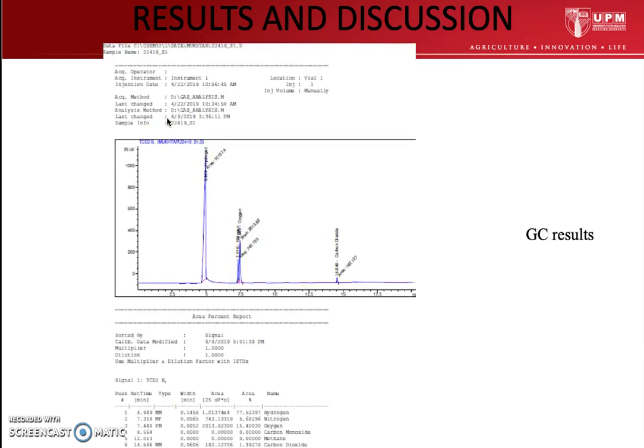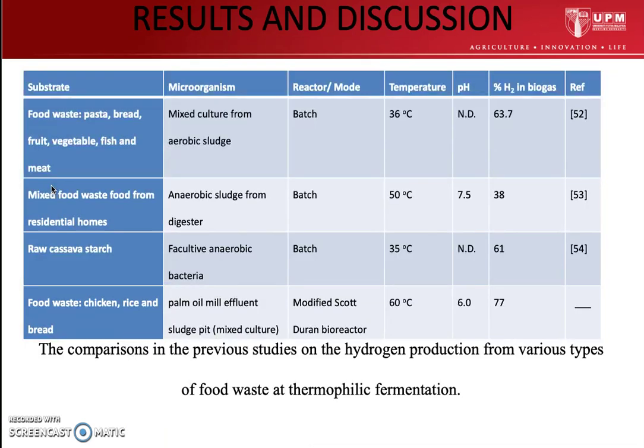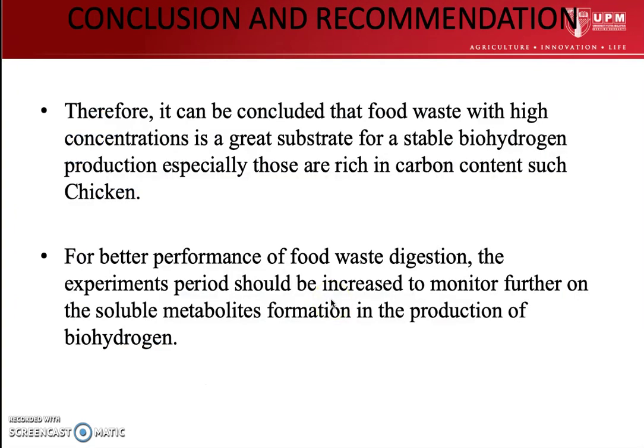And this is the GC result. As we can see from here, 77.52% hydrogen was produced. So the objectives were achieved successfully. And here is the comparison with previous studies on hydrogen production from various types of food waste. So this 77% in biogas.